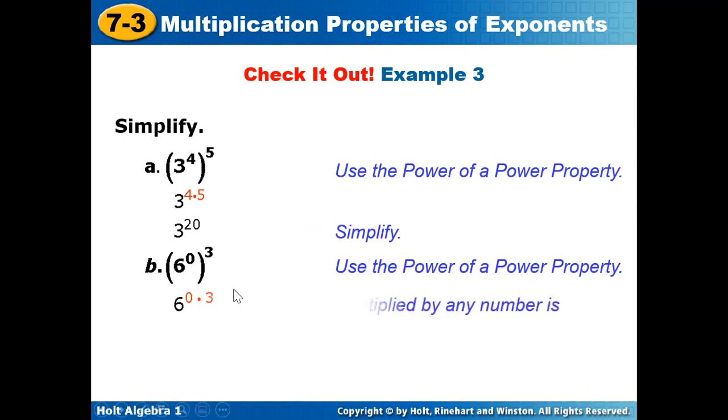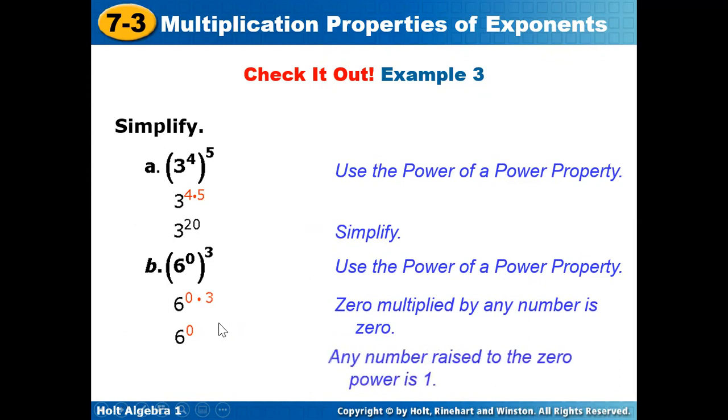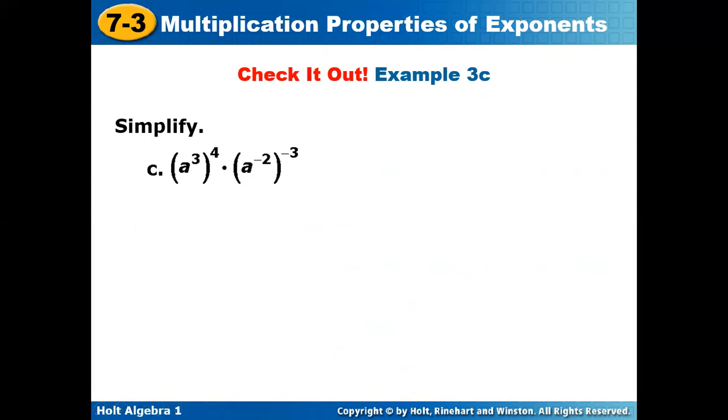0 times 3 is 0. Anything to the 0 power is 1. All right. Try this one, pause it, solve this one, and then come back. And remember, do all of this, and then all of this, and then multiply. All right, we're back.